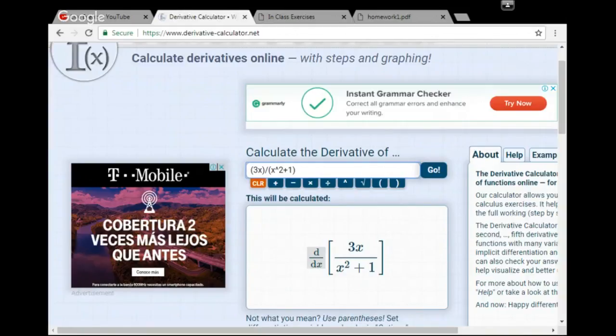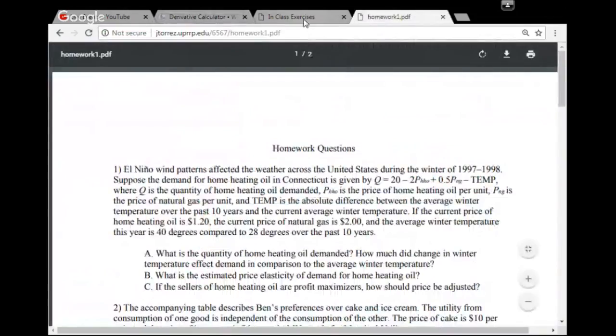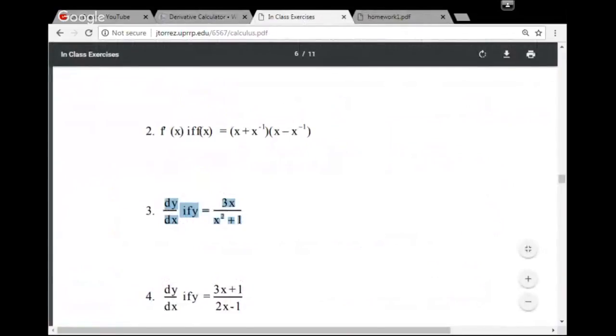So 3x divided by x squared, and in this thing, it has a little stuff here that tells you what it is, right? To do an exponent, you use the caret above the 6 on most keyboards. 3x divided by x caret 2, which means x squared, plus 1. And it looks just like the problem on the practice exercise. The problem on the practice exercise is right here.